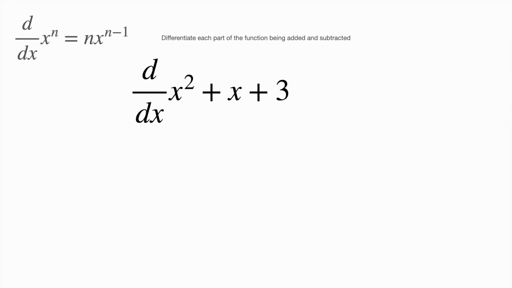When we differentiate a function like this, we can treat each part of the function being added or subtracted as its own. First, we will multiply x squared by 2, the original power, and then subtract 1 from the original power, giving us 2x.